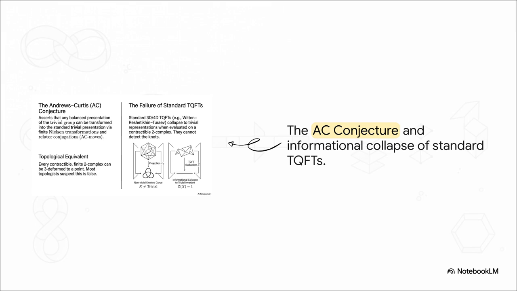Now, most topologists suspect this is actually false, that there are fake contractible complexes acting as hidden knots. But notice the informational collapse in the standard topological quantum field theory evaluation here. When evaluated on these 2 complexes, standard models just spit out a trivial 1. They are completely blind to the knots. We clearly need a better detector.